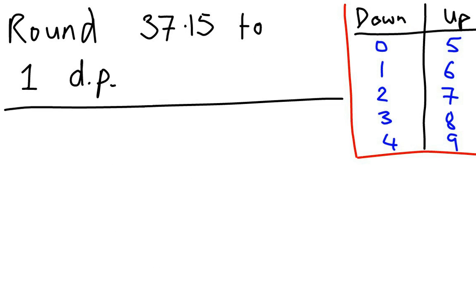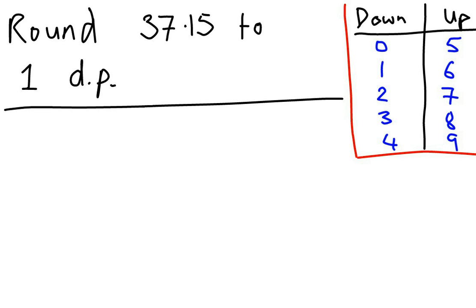Okay, so I'm going to start with this question here. It says round 37.15 to one decimal place. So that basically means that whatever answer we give has to have one digit after the decimal place. And we want to decide if 37.15 is closer to 37.1 or 37.2. So this is how we're going to do it.